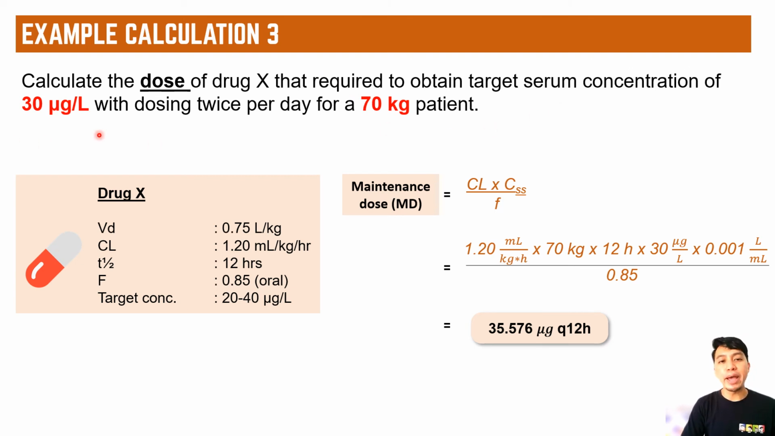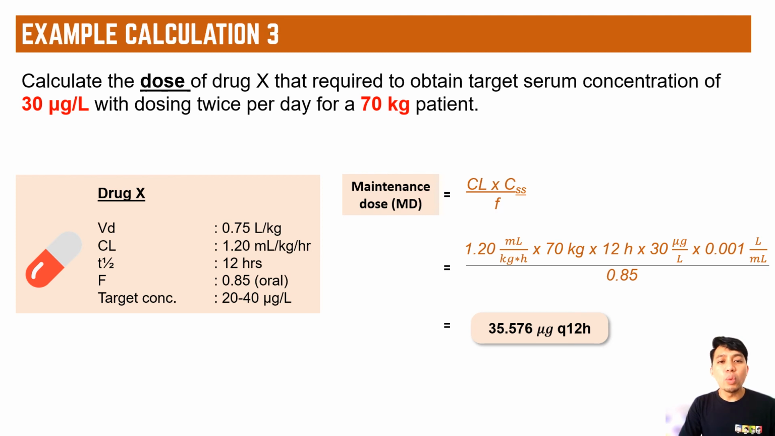So here is another example. Calculate the dose of drug X required to obtain a target serum concentration of 30 microgram per liter with dosing twice per day for a 70 kilogram patient. So this is the drug X information. The volume of distribution is 0.75 liter per kilogram. The clearance rate is 1.2 milliliter per kilogram per hour. The elimination half-life is 12 hours, and the bioavailability is 0.85 for the oral drug, and the target concentration is 20 to 40 microgram per liter.